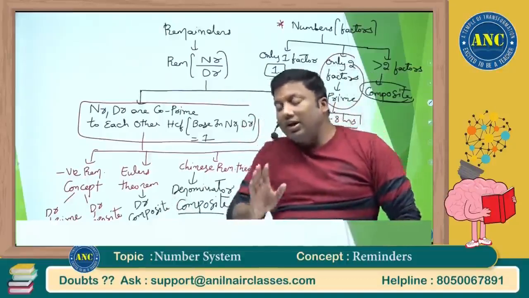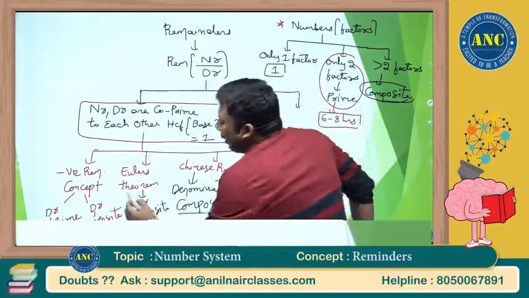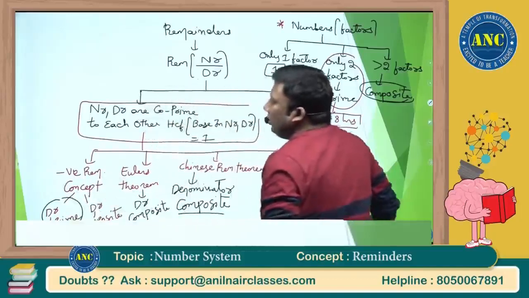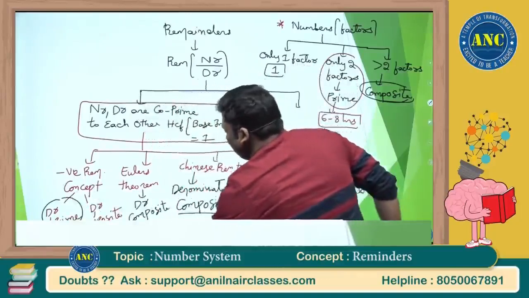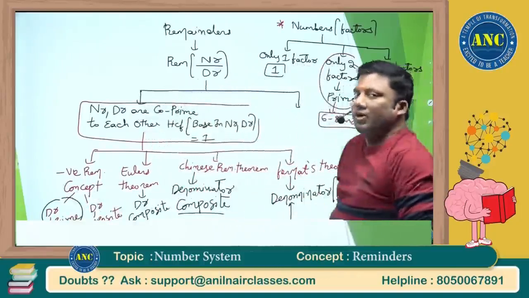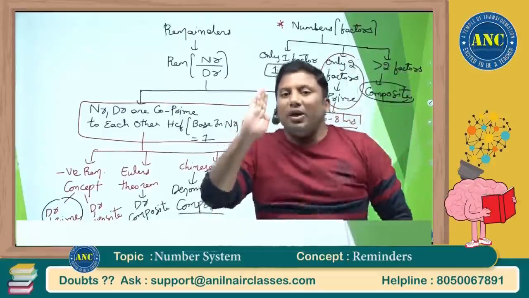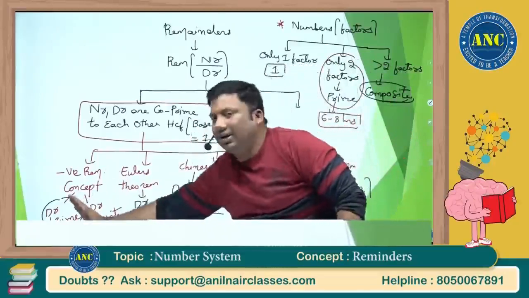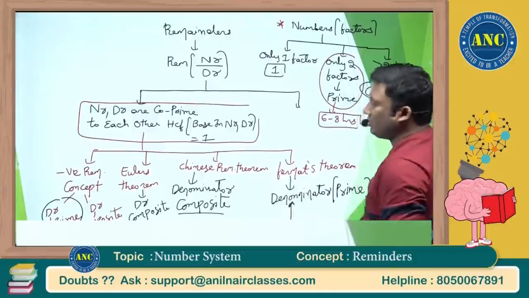Listen carefully to the next few lines, whatever I am saying. If you are unable to solve the problems in less time by using the negative remainder concept, and the denominator is a prime number, then make use of Fermat's theorem.